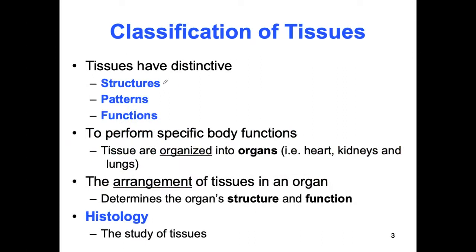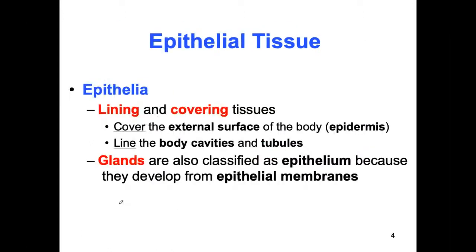So when we talk about tissues, tissues do have unique structure, whether it's structure, patterns, or form. That is the same thing as form and structure, and that kind of determines its function. And tissues are organized into organs, right? Cells make tissues, tissues make organs, like the heart and the kidneys and the lungs and the stomach. And the arrangement of tissues in an organ is going to determine the structure and function of the organs. But when we're studying the tissues, we call that histology. Remember, when we study cells, it's cytology. When we study tissues, it's histology.